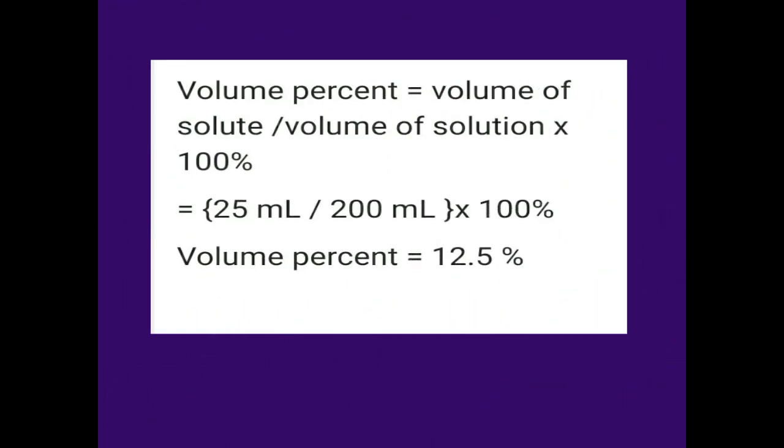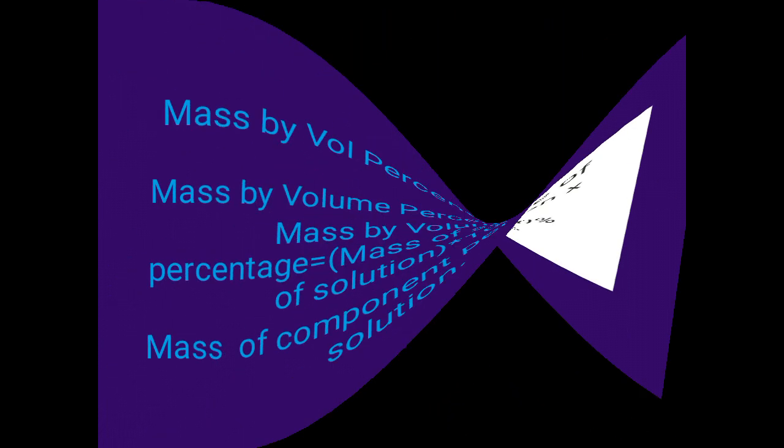So volume by volume percent is equivalent to volume of solute, which is given to us as 25 milliliter, upon volume of solution, which is given to us as 200 milliliter, into 100. It will become 12.5%. So in this way we can calculate volume by volume percent.